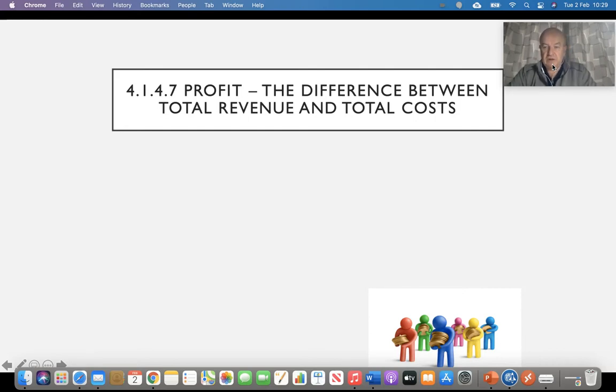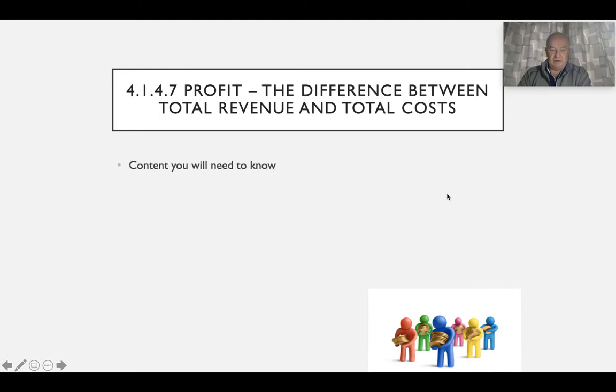So the things that you're going to need to cover in terms of the specification are listed below, as you'll see, and we are working from page 53 in your yellow booklet, your course companion 4. Okay, so first things first then. This is 4.1.4.7 as part of the specification, and basically it's about the profit that businesses are trying to make, and basically that is the difference between total revenue and total cost. What are you going to need to know about these particular areas? Well, let's take a look then.